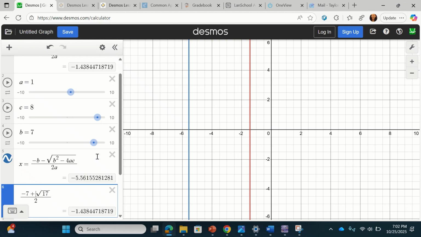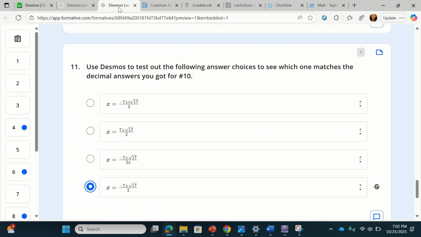So that's one way that you can get around the fact that Desmos is going to throw decimals at you, and you might have answer choices that are not decimals.